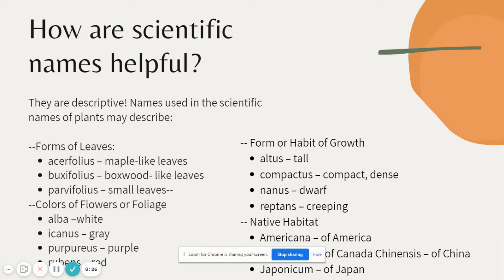It could also describe the native habitat. So if you see the species americana, however you want to say it, that's going to mean it's of America. Chinensis can mean it's of China. Japonicum, and we do have a lot of Japanese plants, especially in North Carolina because we have similar climates. So you'll see japonicum or japonicus a lot. That's going to be representative that it originated in Japan.